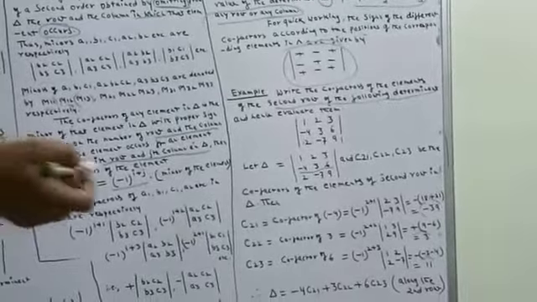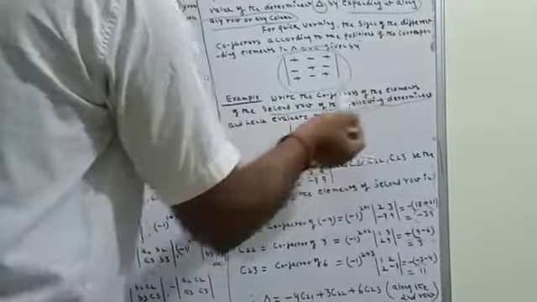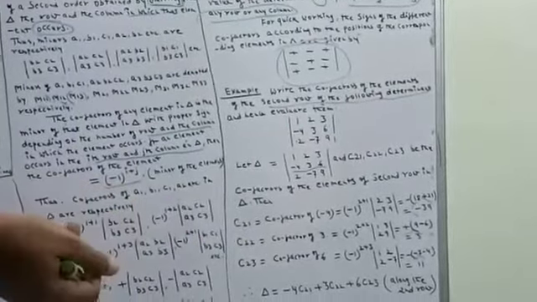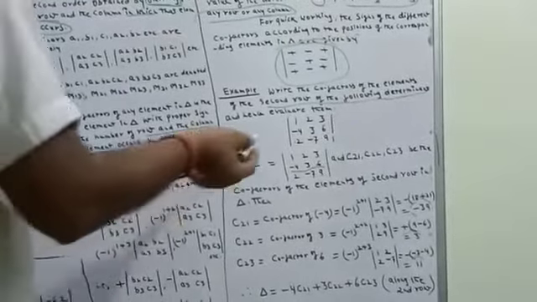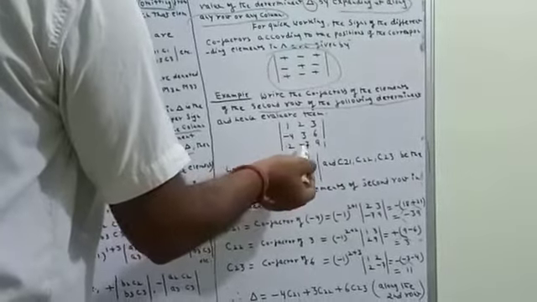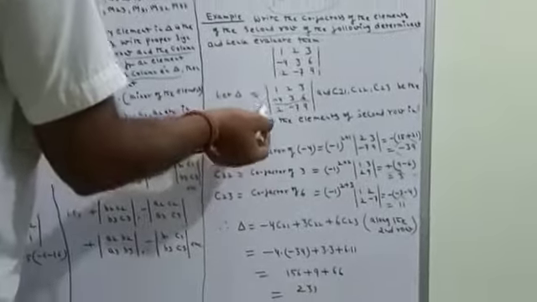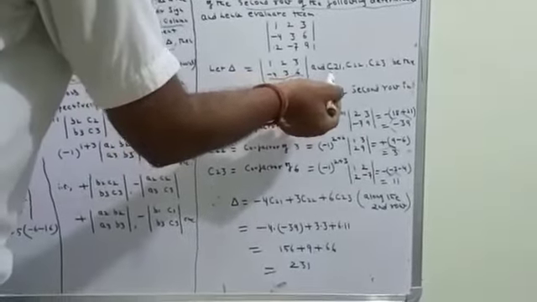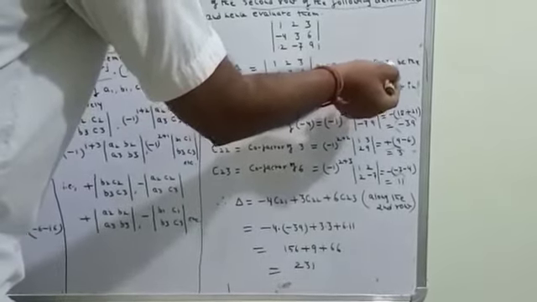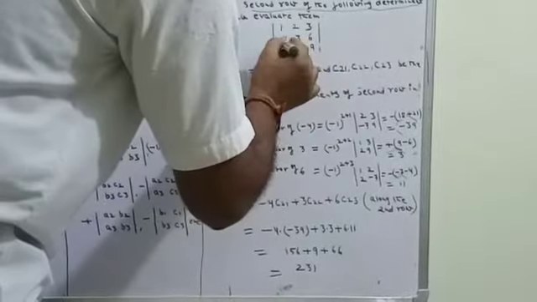Now take for example here, write the cofactors of the elements of the second row of the following determinant and hence evaluate them. 1, 2, 3, minus 4, 3, 6, 2, minus 7, 9. Let delta equal to this one, and C21, C22, C23 be the cofactors of the elements of the second row.